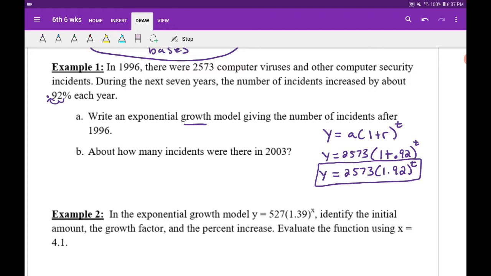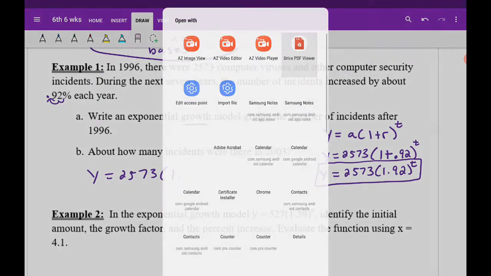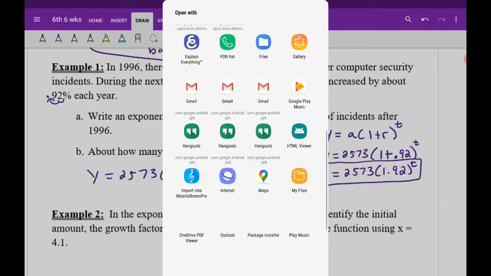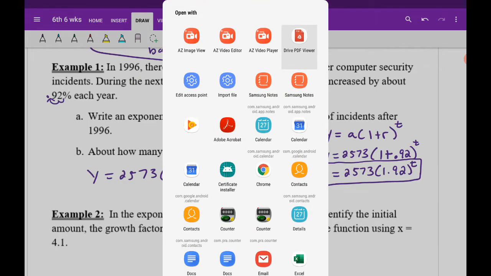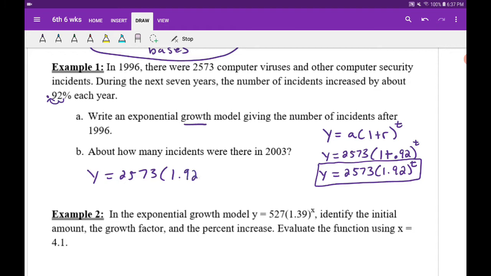So we're going to take this model and try to predict how many computer incidents we're going to have in 7 years. We'll take our growth equation: 2,573 initial amount, times 1.92, and then instead of t, we're going to put 7 years, since from 1996 to 2003 is 7 years.